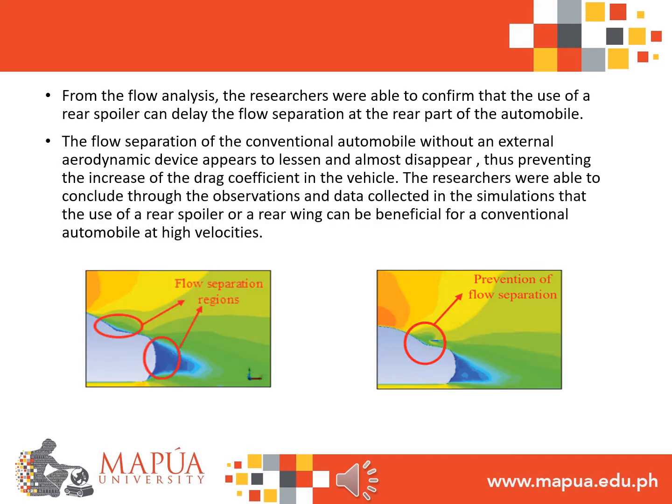From the flow analysis, the researchers were able to confirm that the use of a rear spoiler can delay the flow separation at the rear part of the automobile. The flow separation of the conventional automobile without an external aerodynamic device appears to lessen and almost disappear, thus preventing the increase of the drag coefficient in the vehicle. The researchers were able to conclude through the observations and data collected in the simulations that the use of the rear spoiler or a rear wing can be beneficial for a conventional automobile at high velocities. The figure shows the velocity flow analysis over the conventional automobile without and with a rear spoiler at 80 kilometers per hour.